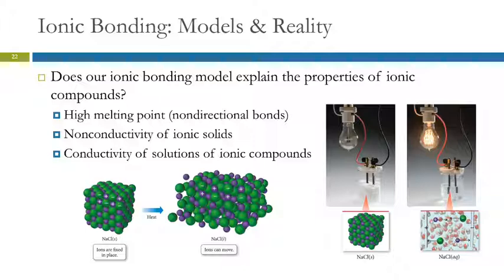The high melting point that we observe for ionic compounds fits with this model because what we have is non-directional bonds. Any given ion is attracted in all four directions, all six directions to other ions. And so we don't have just a single bond that could be broken, we have bonds extending in all directions, and so it takes a lot of energy to melt that.